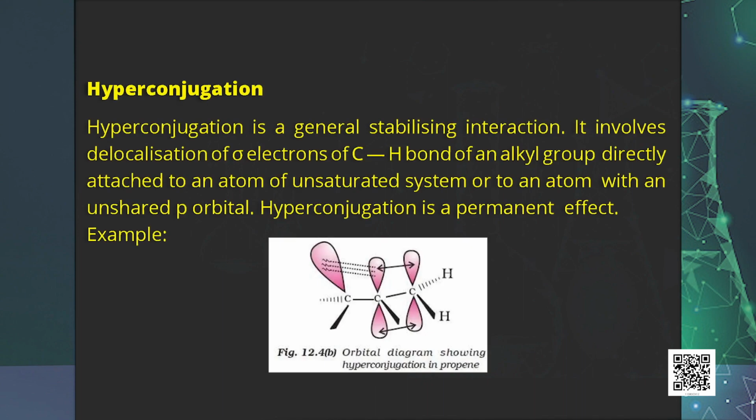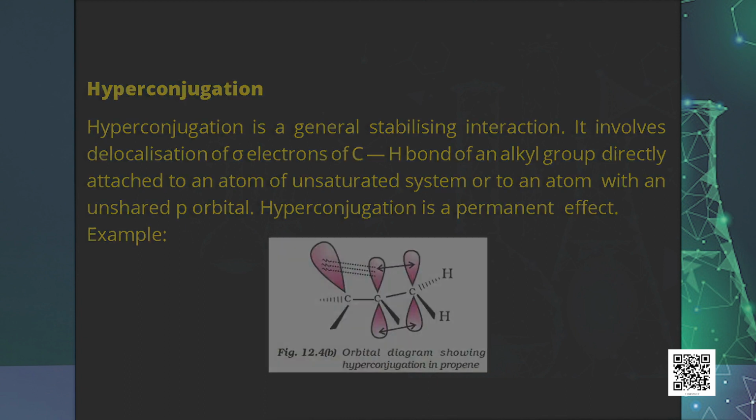Now here, using hyperconjugation effect, let us understand the relative stability of carbocations. In general, greater the number of alkyl groups attached to a positively charged carbon atom, the greater is the hyperconjugation interaction and stabilization of the carbocation. That is why among the carbocations, primary carbocation is least stable. Secondary carbocation is more stable than primary carbocation, while tertiary carbocation is most stable.